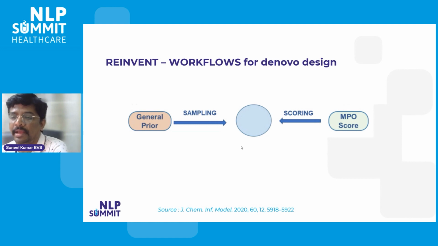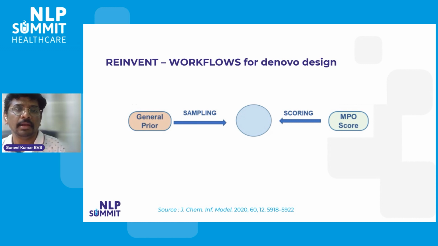So, in summary, RNNs are powerful deep learning techniques that can be implemented for generative AI and generative chemistry. As I discussed, there are a lot of methods that have been proposed for de novo design using these approaches, and one of them is RNN.